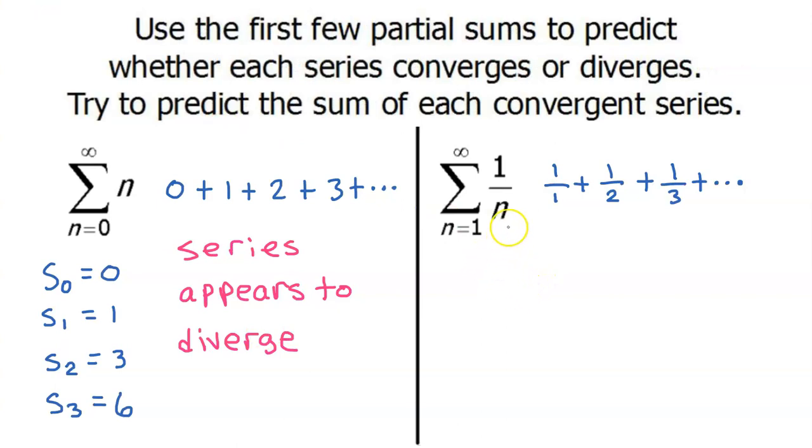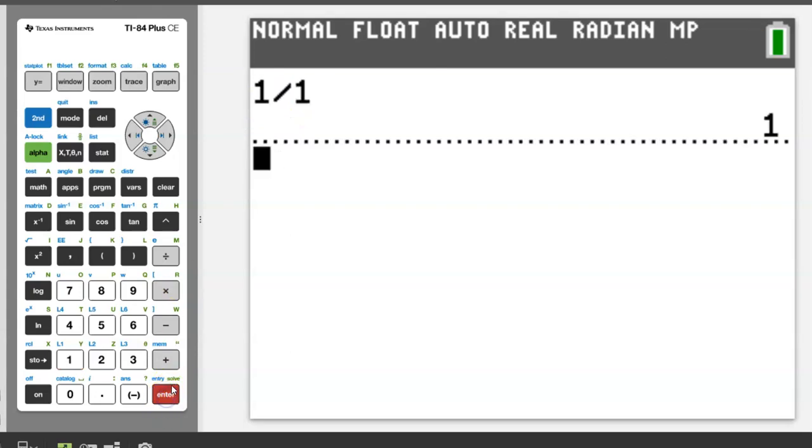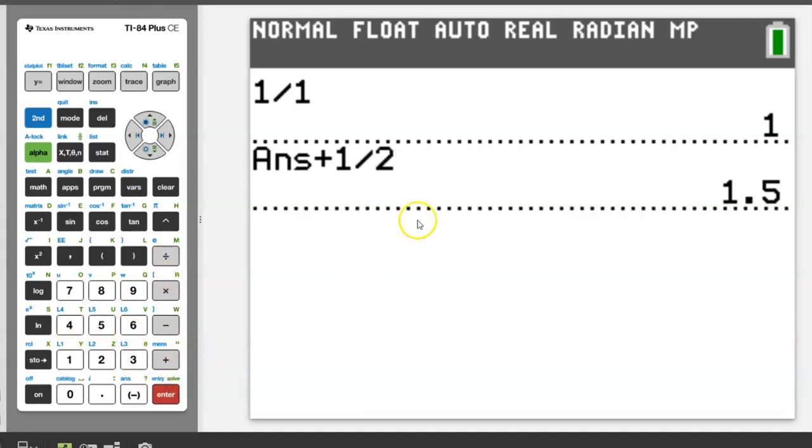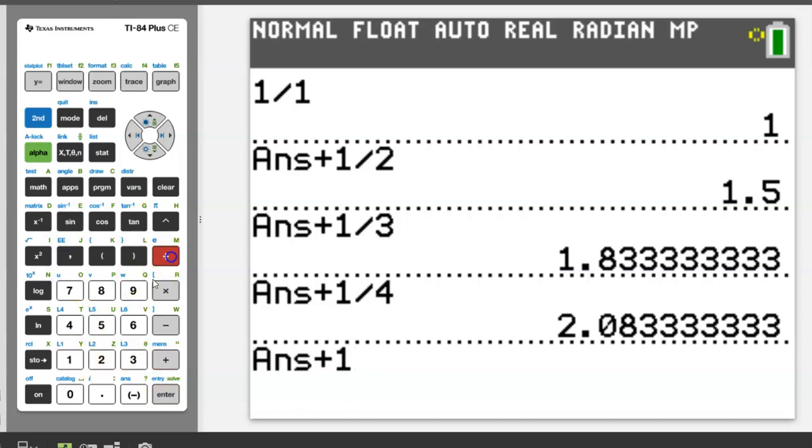For this last example, the rule is 1 over n. So the series is 1 over 1 plus 1 over 2 plus 1 over 3 and so on. Let's take a look at the partial sums in the calculator. S1 is a single term 1 over 1. S2 will be this plus the next term 1 over 2. S3 will be this plus the next term 1 over 3. And so on, plus 1 over 4, plus 1 over 5.